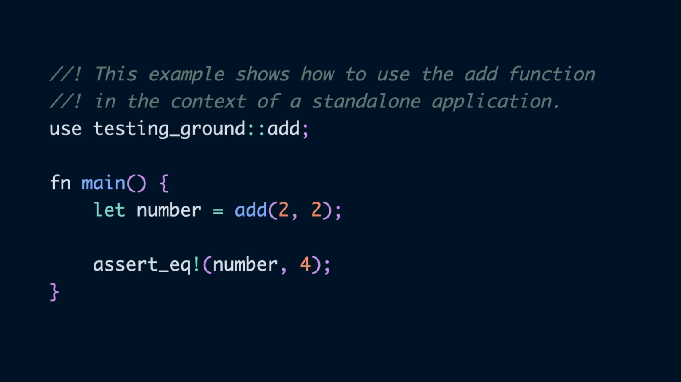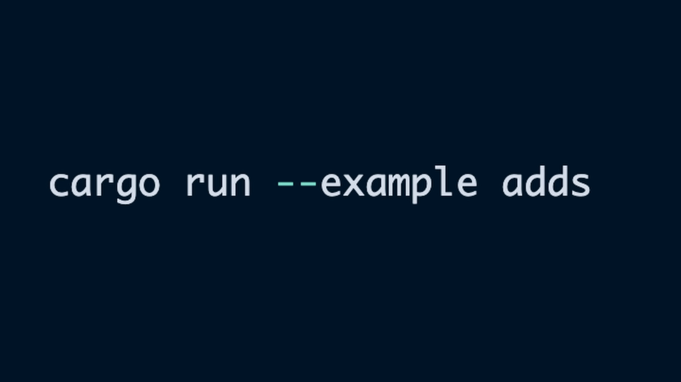Finally, Rust includes support for examples. In a new file in examples/adds.rs, write a new program that uses the testing ground library to power a binary program. This example can now be run with the example flag. This example is named after the file name by default, so we will run cargo run --example adds.